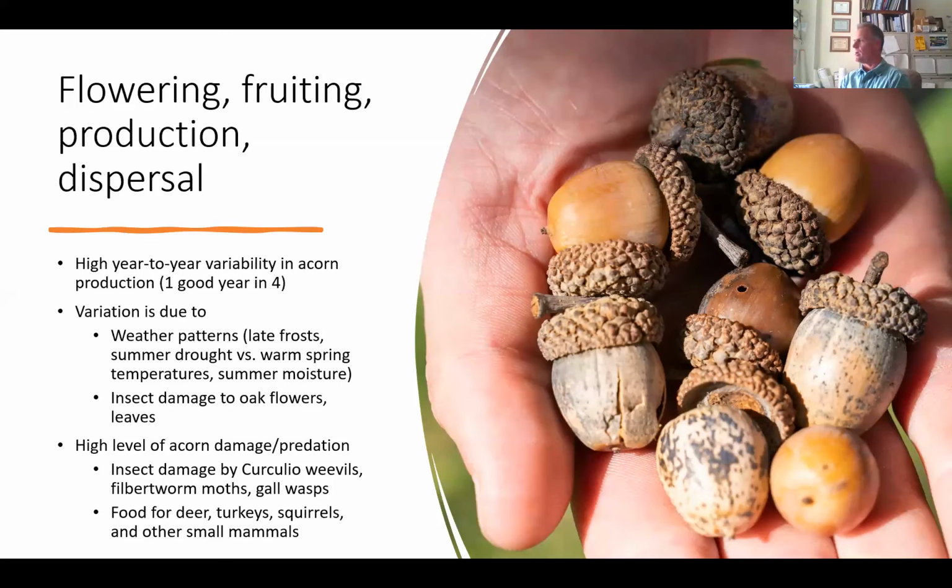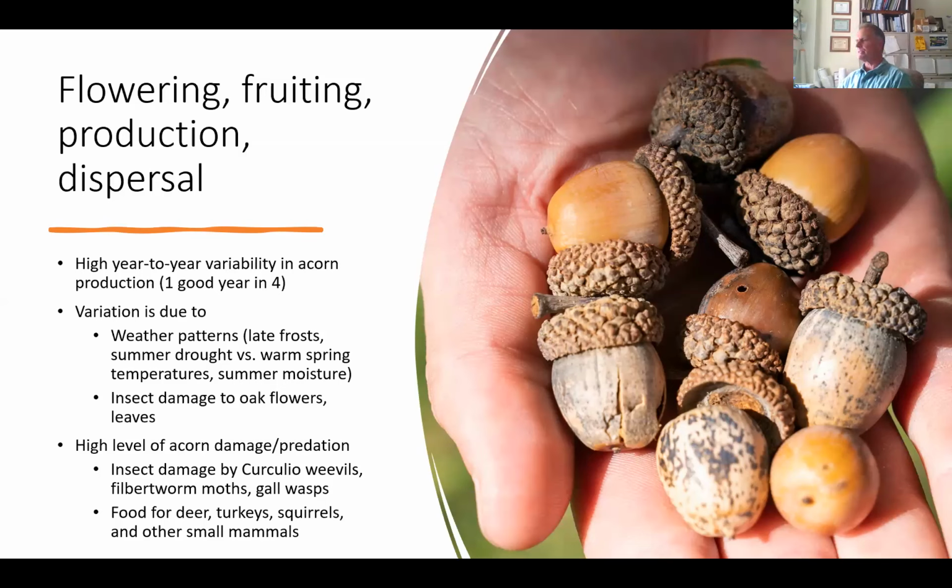So if we have late frosts in the springtime, or if we have summer drought, these can actually reduce acorn production. If we have warm spring temperatures and good adequate soil moisture all summer long, we might have a really good bumper crop of acorns. Insect damage to either oak flowers or oak leaves can have an effect on acorn production. So any kind of predation going on the plant itself will affect the success of acorn production.